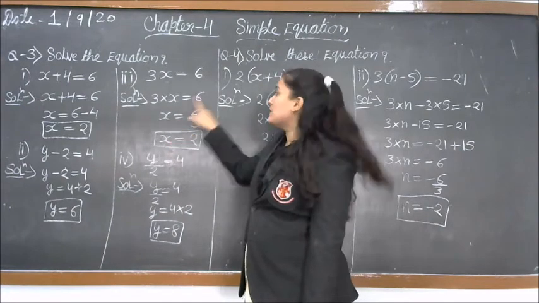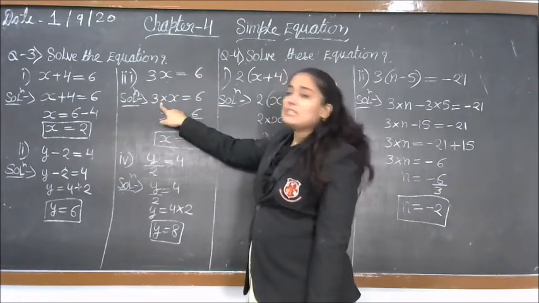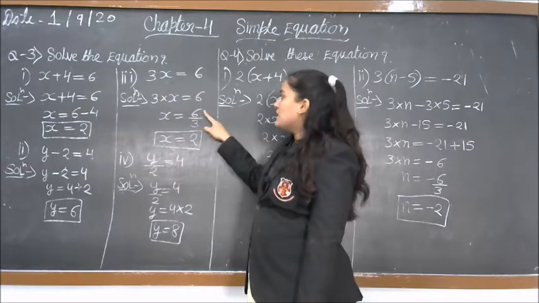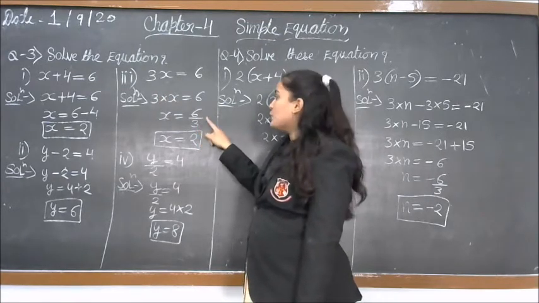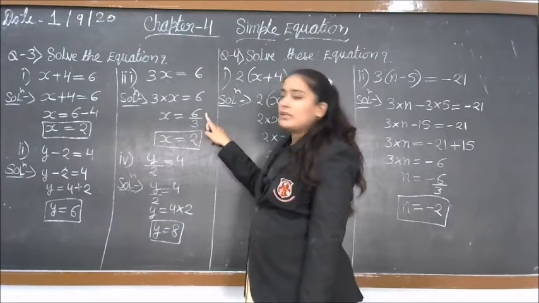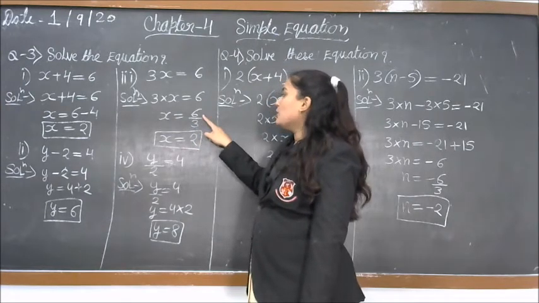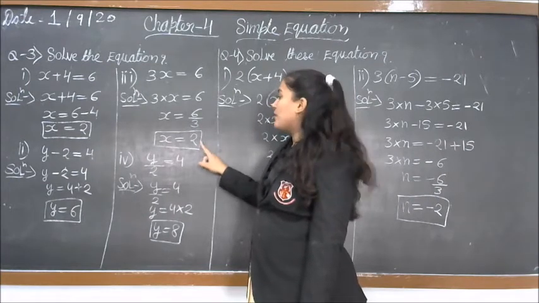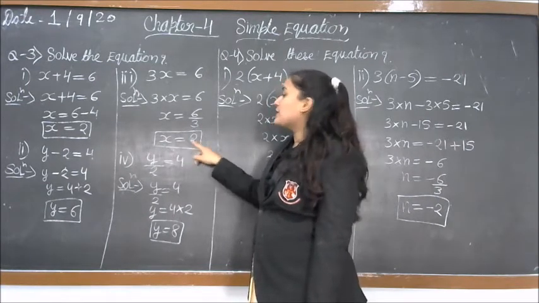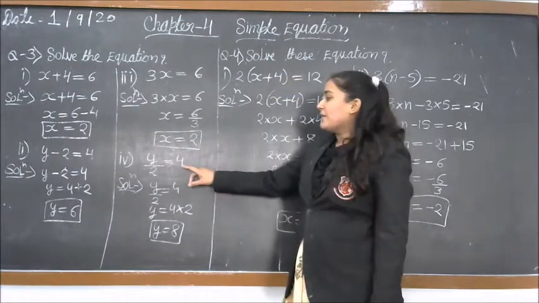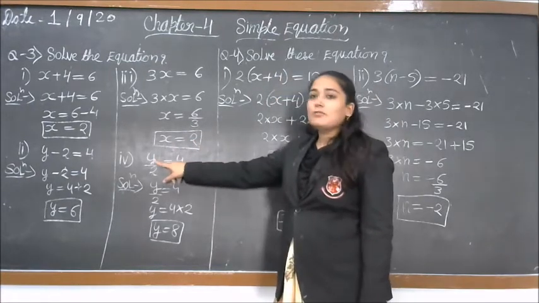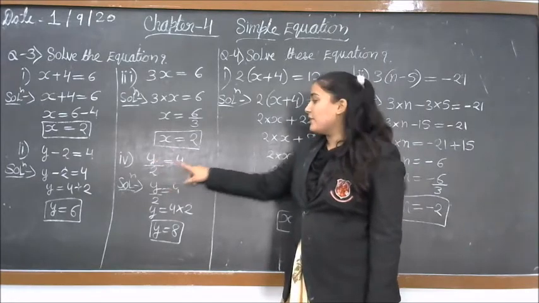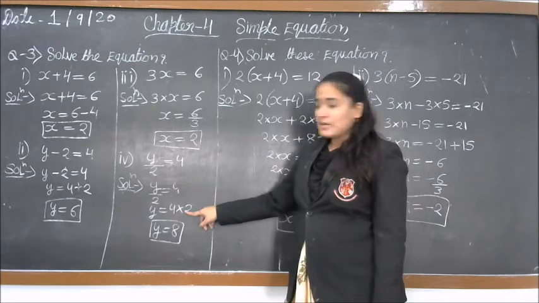X as it is, 6 as it is, 3 is in multiplication, therefore it becomes division. 6 divided by 3. So 3 into 2 is 6. So the answer of 6 divided by 3 is 2. So the final answer of this equation is x equal to 2. Now, students, in the fourth question, y upon 2 equal to 4. 2 is in division, therefore it becomes multiplication.